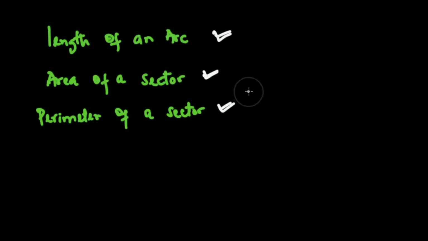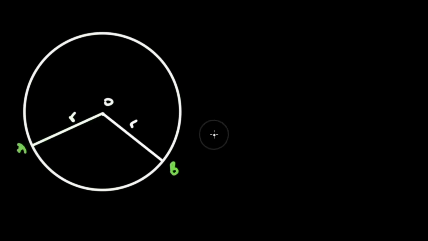Now, when we're given a circle with center O, the radius of this circle is the line drawn from the center to any point on the circumference. So I can have this as my radius R, going from O to A. Likewise, I can have another radius going from O to B. From A to B, there is an arc. This arc is called the minor arc.